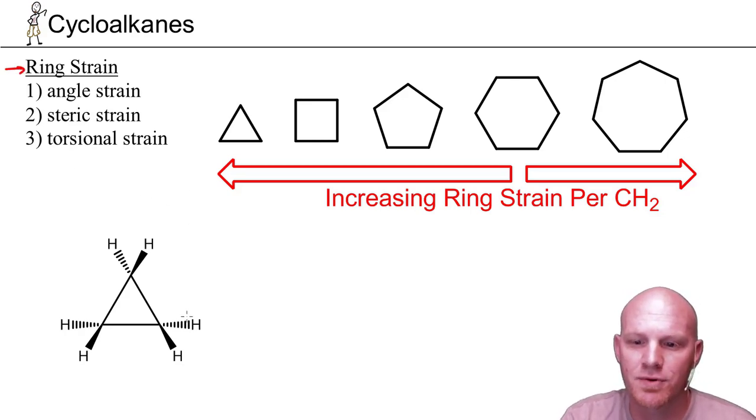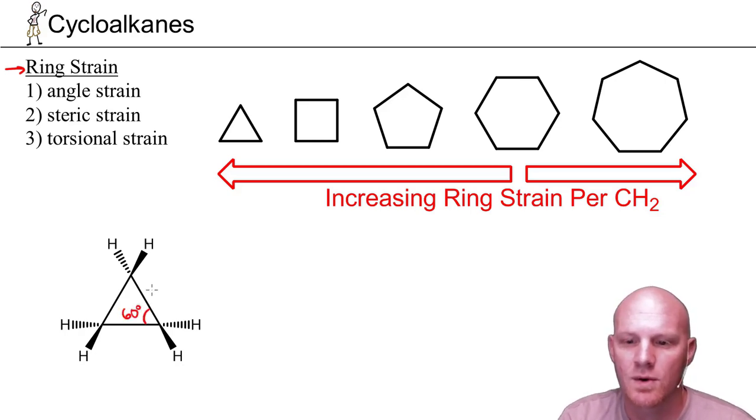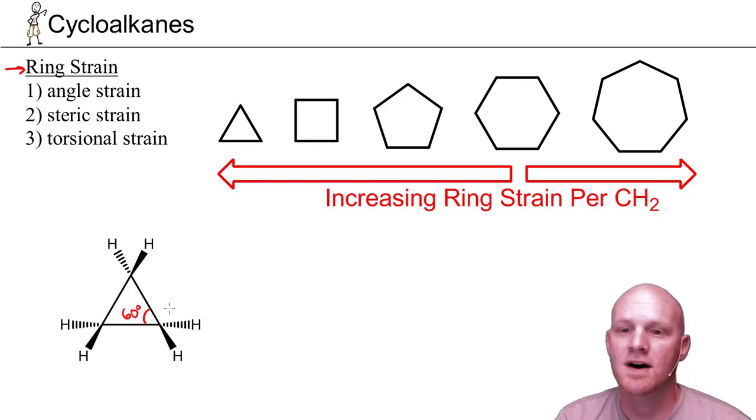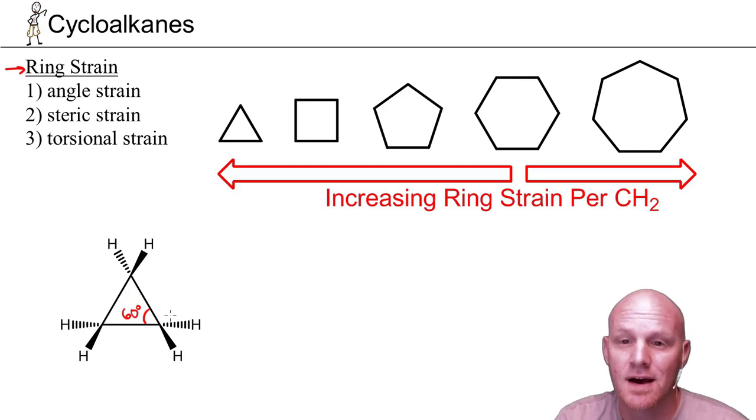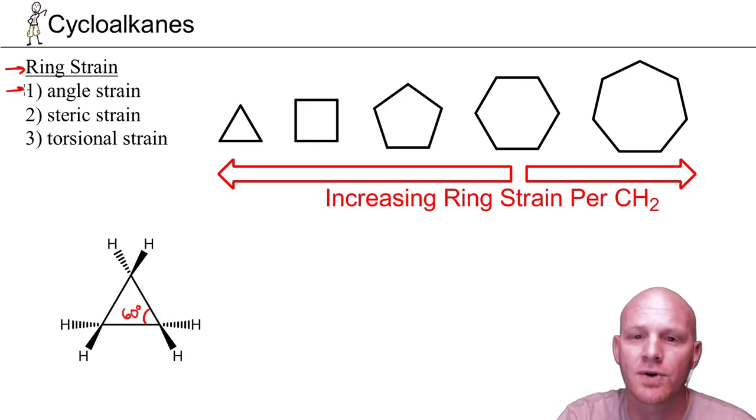So if we take a look at cyclopropane real quick, if you look at an equilateral triangle, it would have bond angles of roughly 60 degrees. We'll find out, with an sp3 hybridized carbon, those bond angles want to be 109.5. We have a problem here with that disparity, and we call that angle strain.